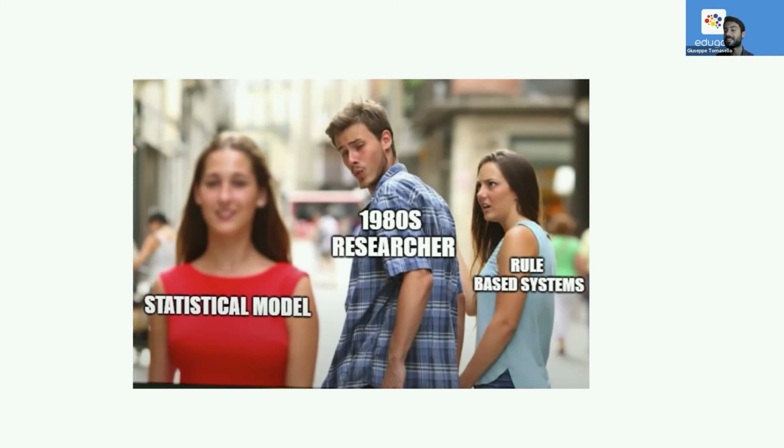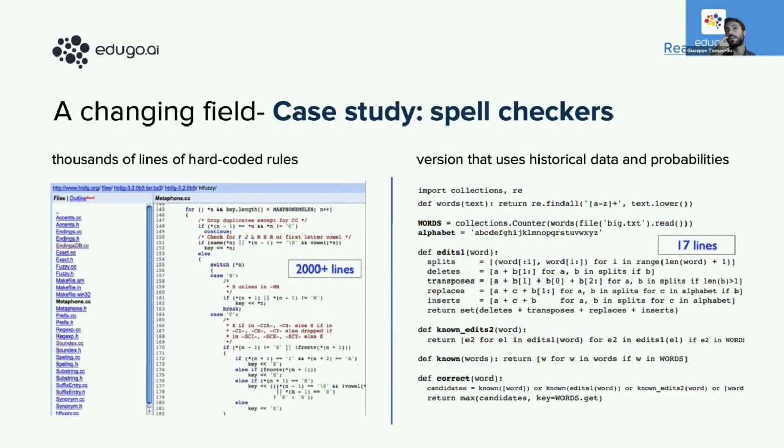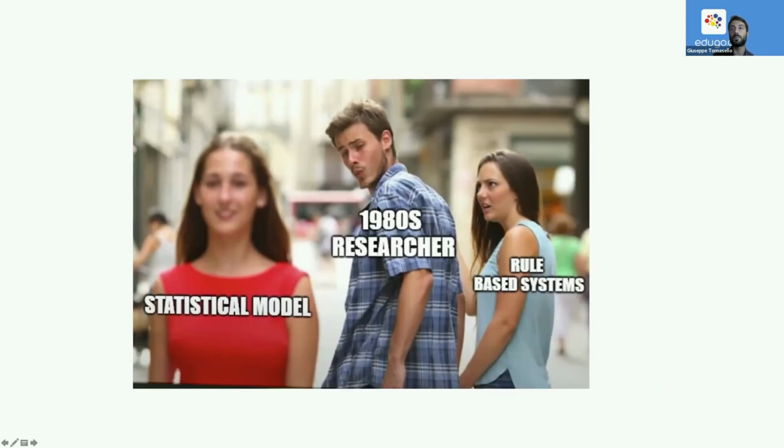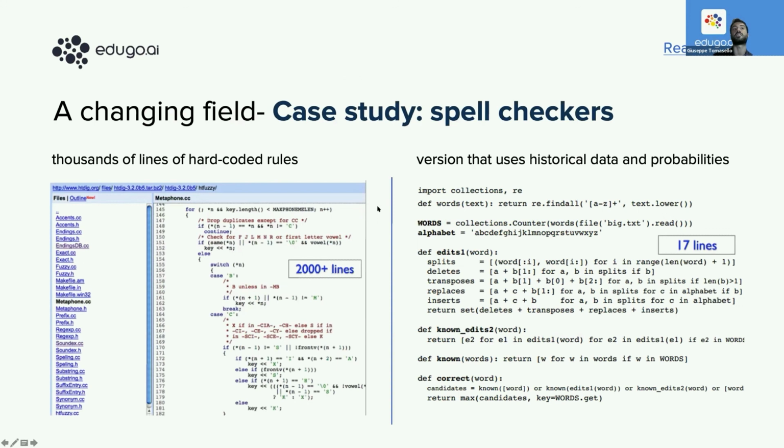But from the 80s, really starting in the 80s, and becoming more and more prominent lately, we are using more statistical models. Statistical models means that we are not encoding the rules of the language, but we're using data in order to perform those NLP tasks. I have here a really clear example, I believe, of the change from the rule-based system to statistical models.